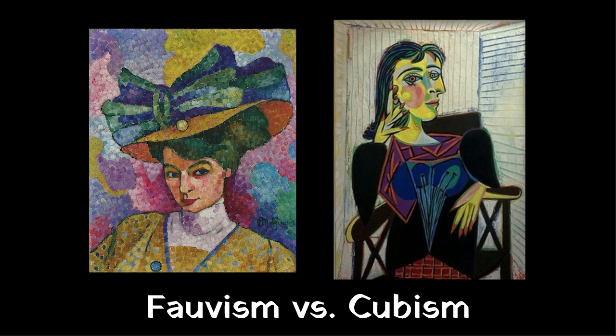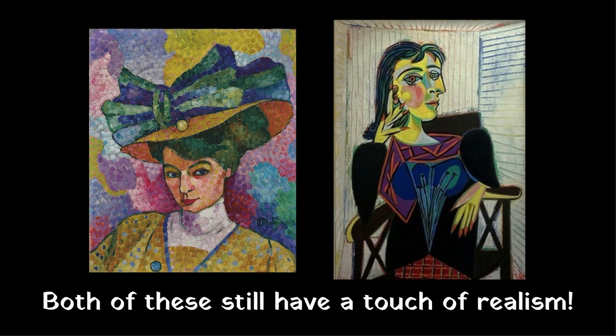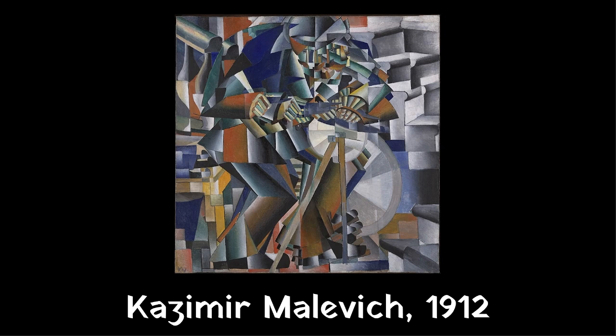And so there comes a point when you realize both of these still, I can tell what I'm looking at. We haven't reached the point where it's just shapes and colors. And when does that happen? Well, of course, it happens as a spinoff of Cubism in Russia. Kazimir Malevich, here he's doing a painting of a person. It's called The Knife Striker. And man, I can barely tell there's supposed to be a person in this painting.